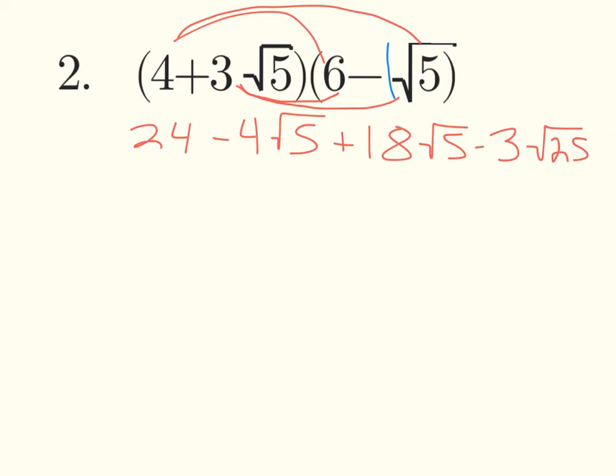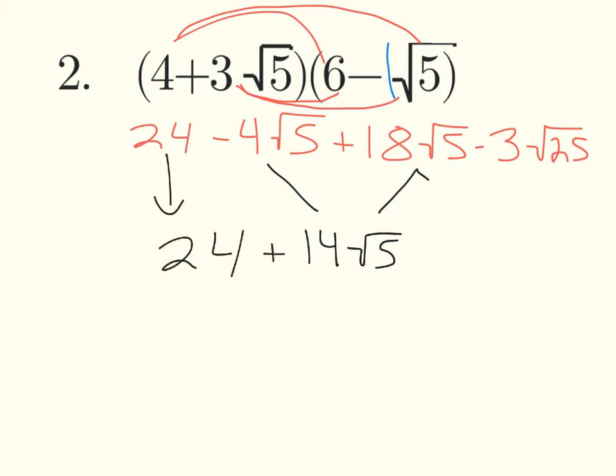Let's look at our like terms. We have this term and this term. Those are going to add together. So that gives me negative 4 plus 18. We're going to add negative 4 and 18 together. That is 14. Again, they're like variables, so you're going to keep the square root the same. I'm going to drop this 24 down and put a plus in front of the 14.